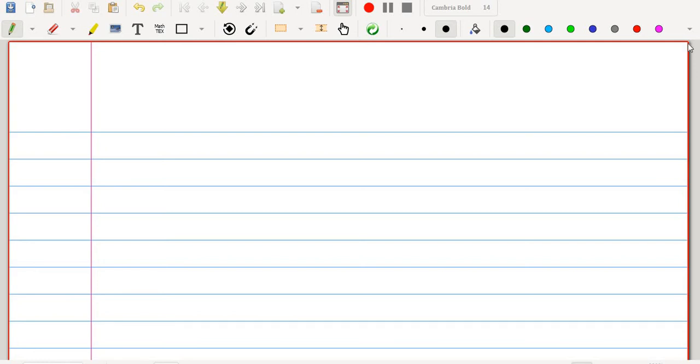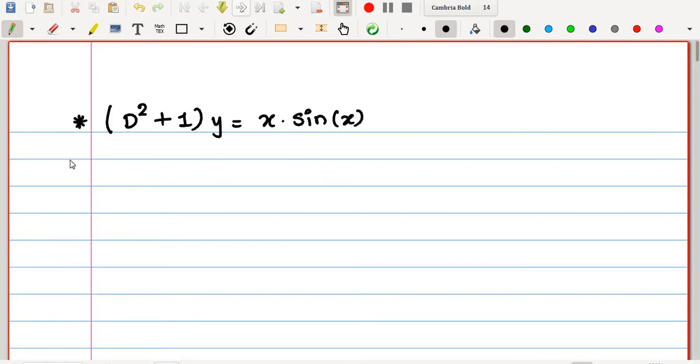So in previous lectures we have discussed the variation of parameters method. Now let's discuss some examples on it. So we get back to the differential equation (D squared plus 1) y is equal to x into sin x. If we observe here in this problem, our f of x is in standard form, x into sin x.